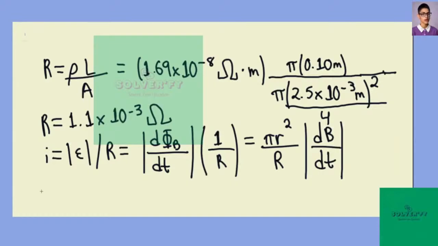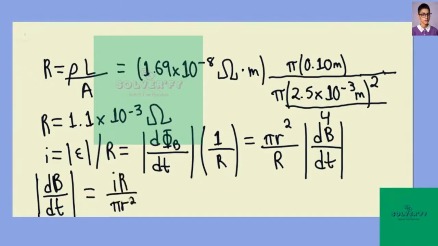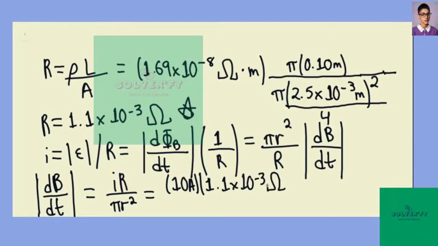Solve for the absolute value of the change in magnitude of the magnetic field with respect to time. This would be equal to the current times R over pi R squared. We can now solve: 10 amps multiplied by the resistance that we calculated initially, 1.1 times 10 to the negative third ohms.